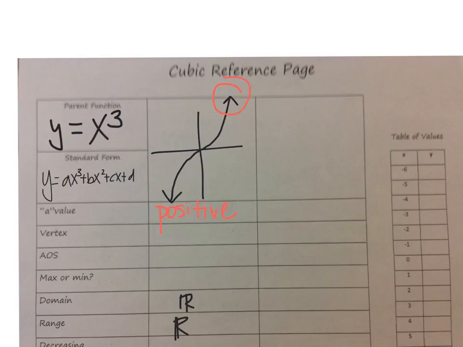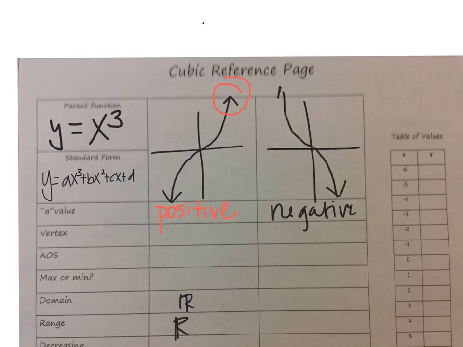You want me to blow your mind even more? Anything with an odd exponent, we'll do that. So what would it look like if the a value of our graph was negative? What would happen to our graph? Yes, the right side would be down and the left side would be up. So it would look something like this.